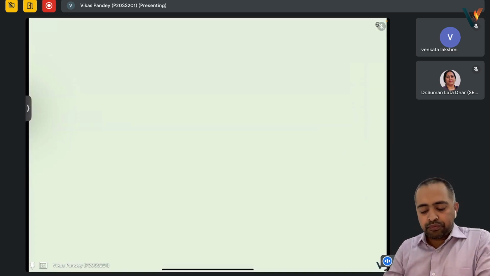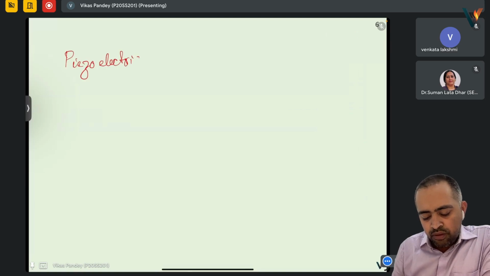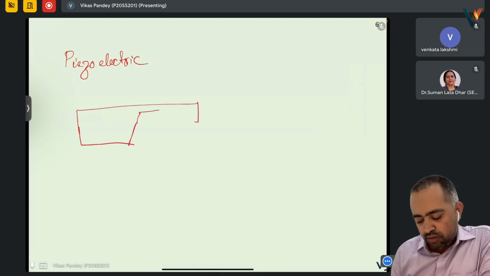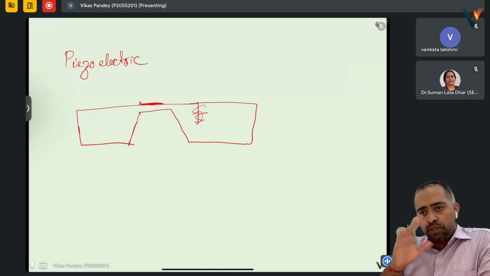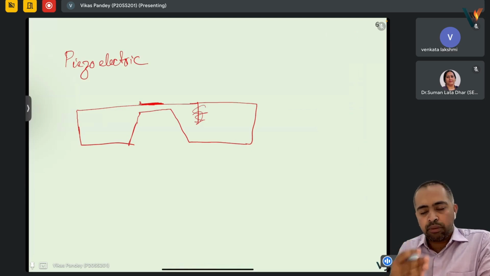So for the piezoelectric one, this is the silicon. Let's put a membrane here. Now we put some material which will respond to change in stress. I'm just giving the theory. The exact implementation we will see when we cover the fabrication steps.